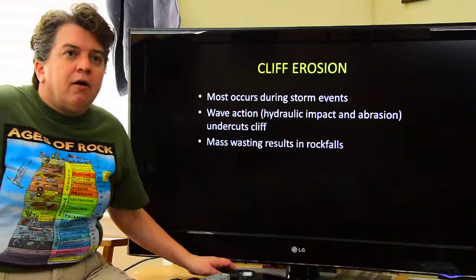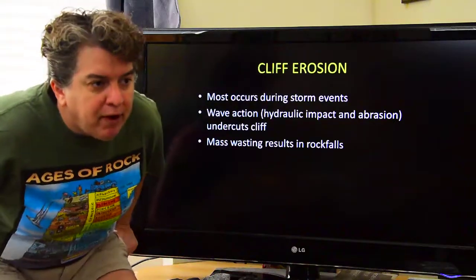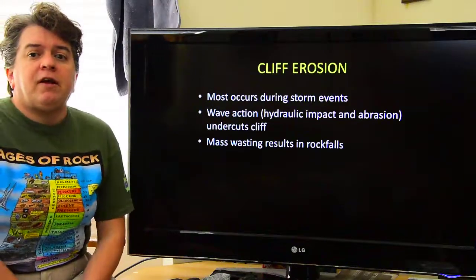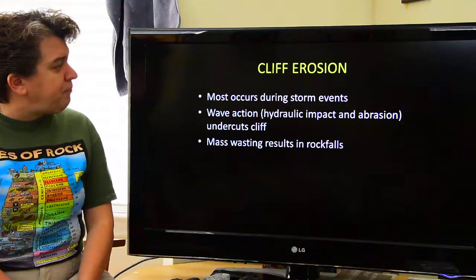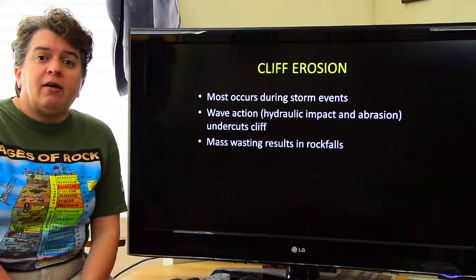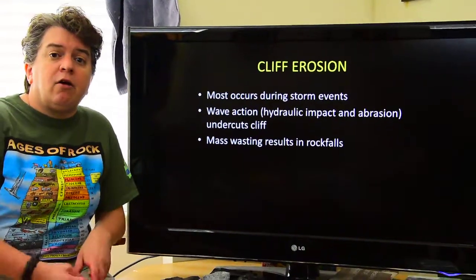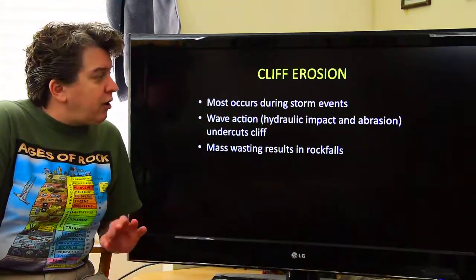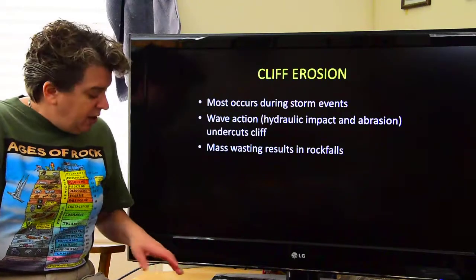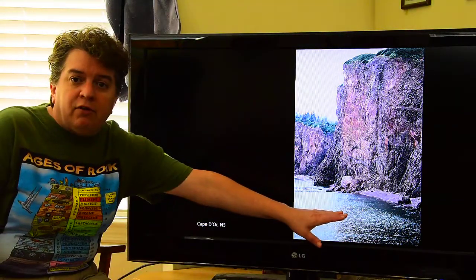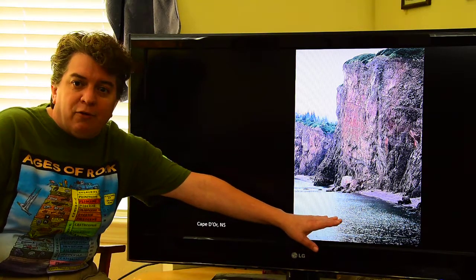Now these currents that are created by the waves, and the waves themselves, can cause a significant amount of erosion. And this is something that affects many people who live in coastal areas. And most of this cliff erosion occurs during storm events. And that's because normally cliffs look like this. That water is not doing a whole lot of eroding on this day, right?